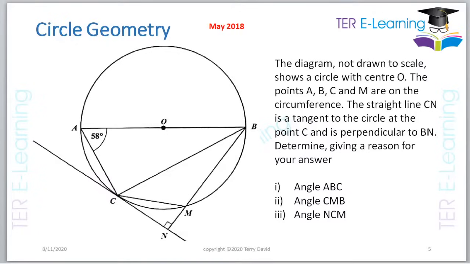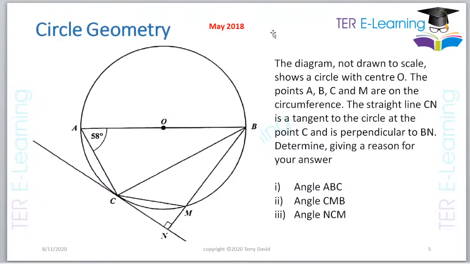So the diagram, not drawn to scale, shows a circle with center O. The points A, B, C, and M are on the circumference. And they are telling us that the straight line CN is a tangent to the circle at the point C, right? And what else are they telling us? And it's perpendicular to BN, right?